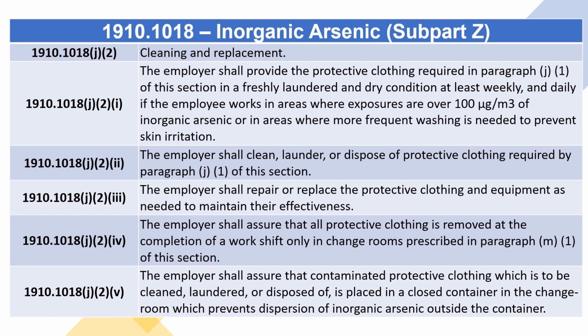The employer shall clean, launder, or dispose of protective clothing required by paragraph J1 of this section. The employer shall repair or replace the protective clothing and equipment as needed to maintain their effectiveness. The employer shall assure that all protective clothing is removed at the completion of a work shift only in change rooms prescribed in paragraph M1 of this section. The employer shall assure that contaminated protective clothing which is to be cleaned, laundered, or disposed of is placed in a closed container in the change room which prevents dispersion of inorganic arsenic outside the container.